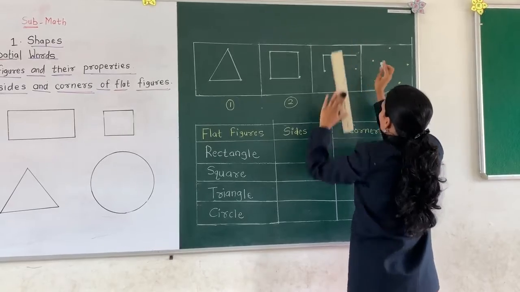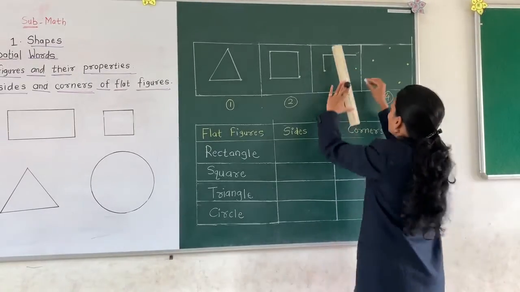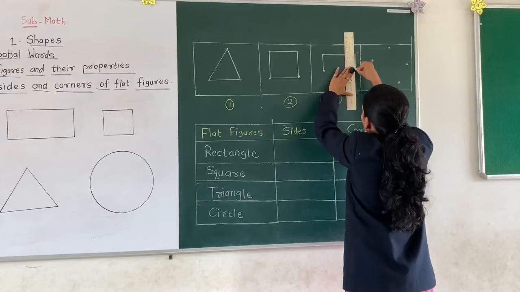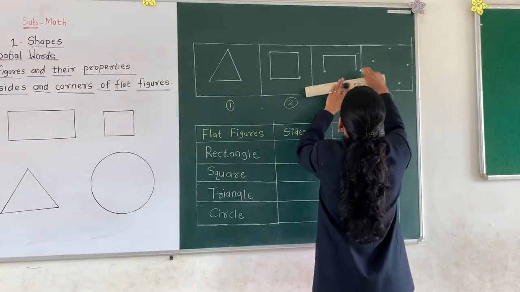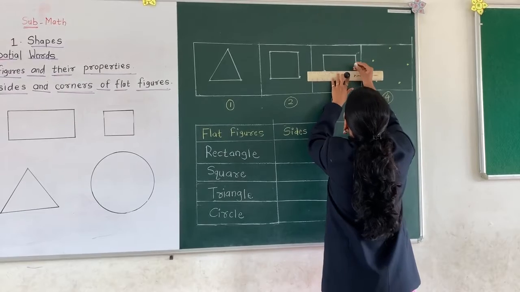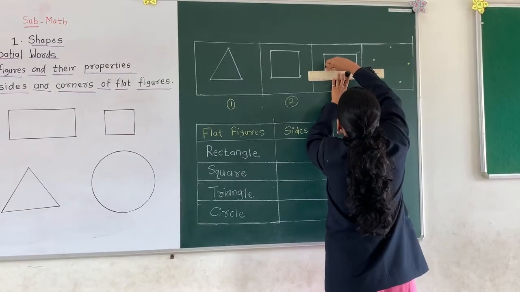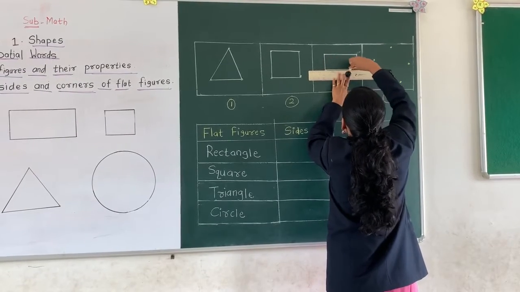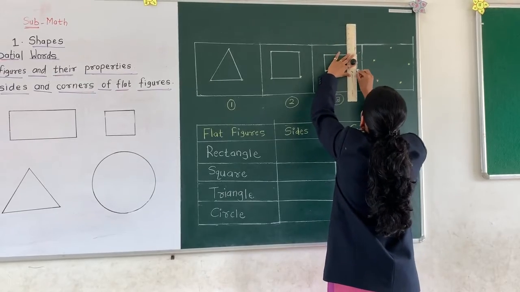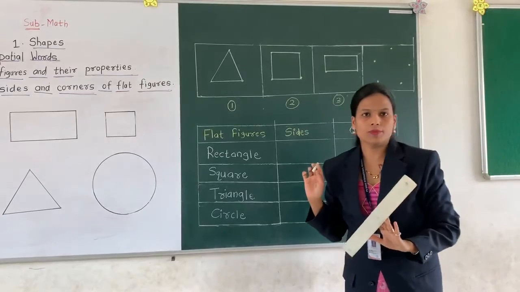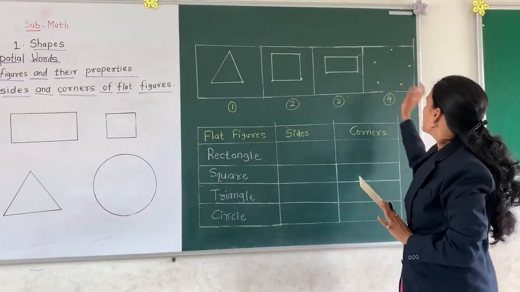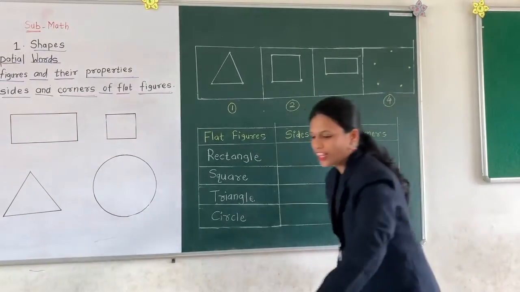Yes, definitely. Done. Now draw one more line. Done. Now you will get a shape like this. Okay, then move towards the fourth box.